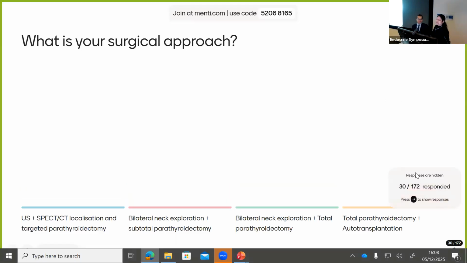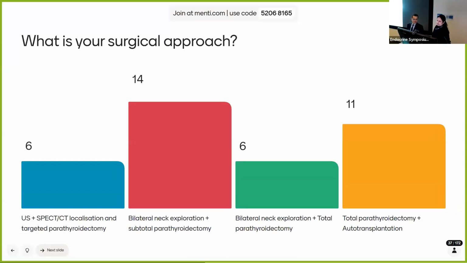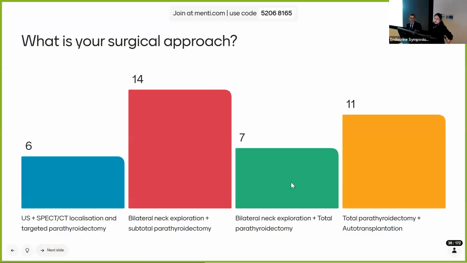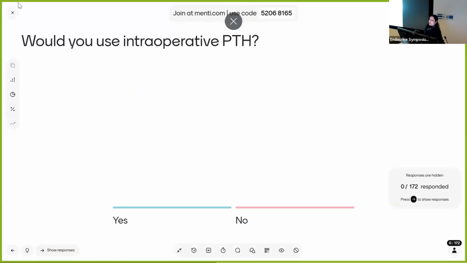Right, 10 seconds, everybody. Everyone, you can just click. Right, subtotal parathyroidectomy or parathyroidectomy with auto transplantation. Next question. Would you use intraoperative PTH?